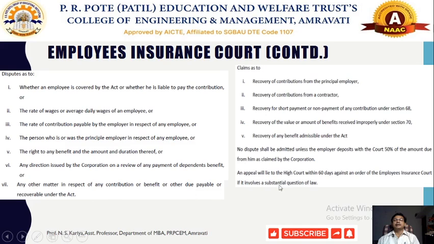An appeal will lie to the High Court within 60 days against an order of the Employees State Insurance Court, if it involves a substantial question of law. If the employee is not satisfied with the process of the Employee Insurance Court, they can appeal to the High Court within 60 days and ask for the claim.